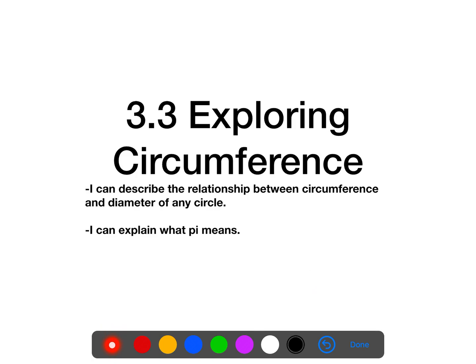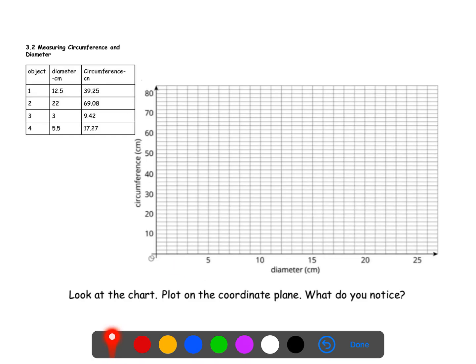Now, pi is often shown with a symbol here. So please get used to that. That's what we're going to use most of the time instead of the actual word pi. We'll be using this Greek symbol to represent it. Now let's get into the lesson today.